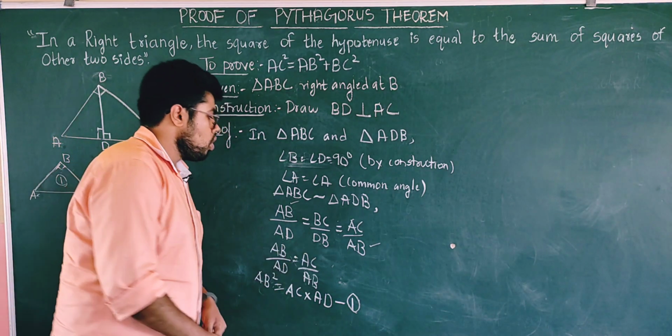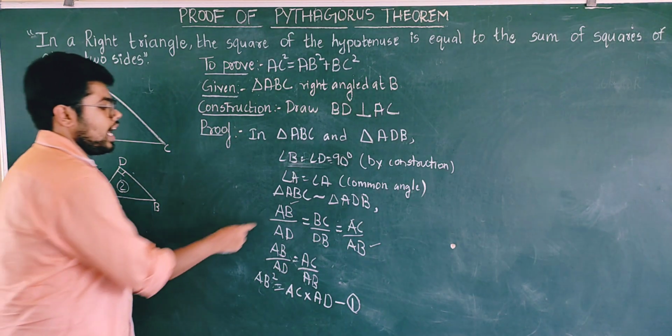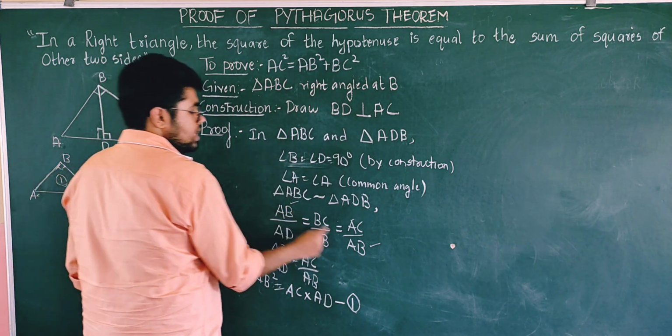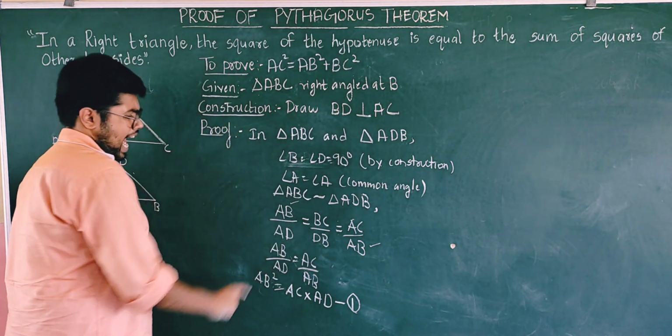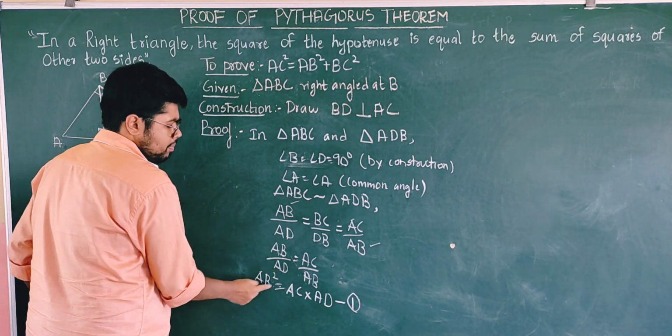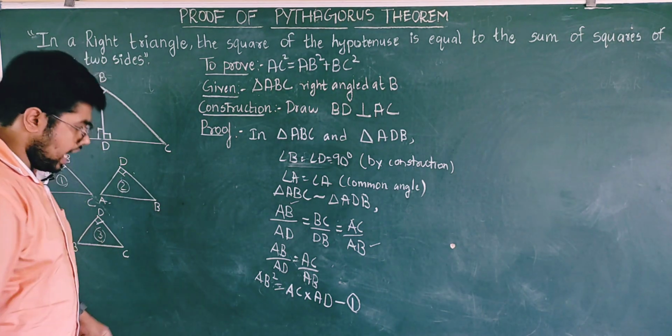I just took two ratios. Why did I not take BC and DB? I did not require it. I want AB square in my proof, so I am just taking this and this and equating. Cross multiplying, AB into AB becomes AB square, and the remaining is AC into AD. That goes directly there.